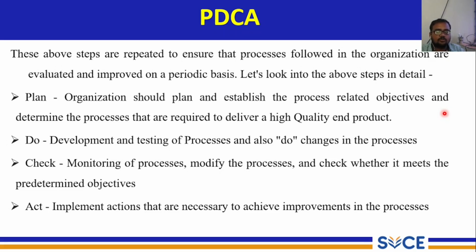The second stage is do, where you develop and test the process and make the necessary changes in the process. The third stage is checking. You have to continuously monitor the process to ensure that there is no deviation from the required standards and the current performance is on par with the ideal performance which has been mentioned. The fourth stage is act, which refers to the implementation of the actions necessary to improve. Once you fix your quality policy, you develop all the necessary activities and processes, then check that the things which have been framed are falling in line and not moving apart.